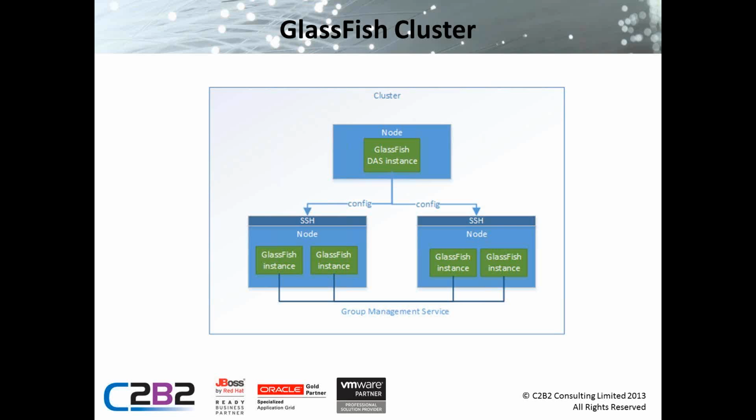The domain administration server communicates through SSH, or DCOM if it's Windows, to provide the configuration commands, basically. And the group management service is used just for communication between the different GlassFish instances, for replicating the session data or for notifying failures. So you have three components here: the admin server, the DAS; the node, which is the machine it runs on; and the GlassFish instance itself, which will do the actual hard work.